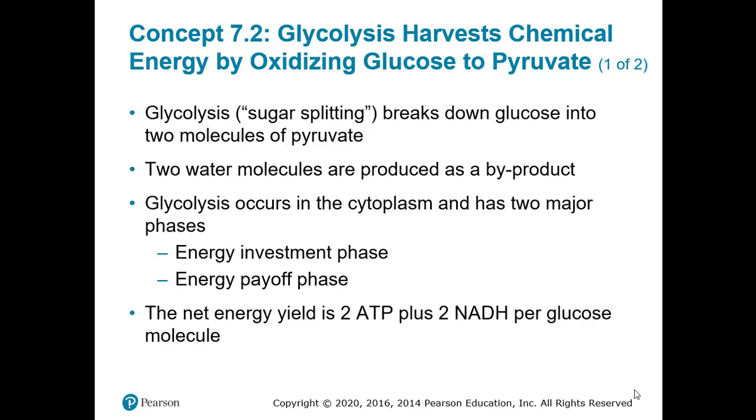All right, so let's start with part 2 here in chapter 7. So again, glycolysis basically means you're breaking down, splitting glucose, so sugar splitting. It's going to break down glucose into 2 molecules of pyruvate. You're going to get 2 water molecules as a byproduct. And this occurs in the cytoplasm, and you have 2 major phases.